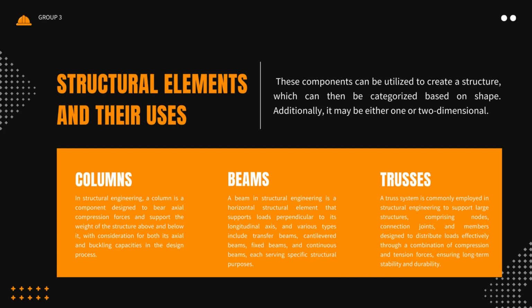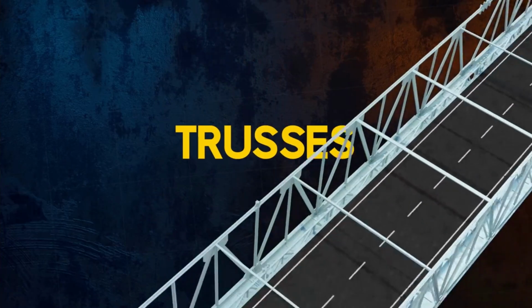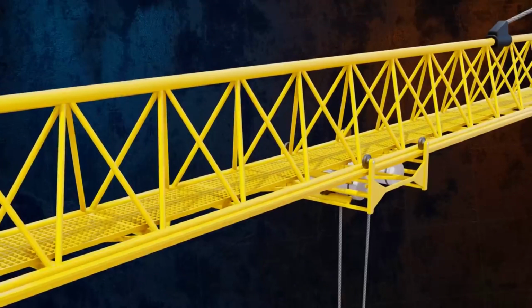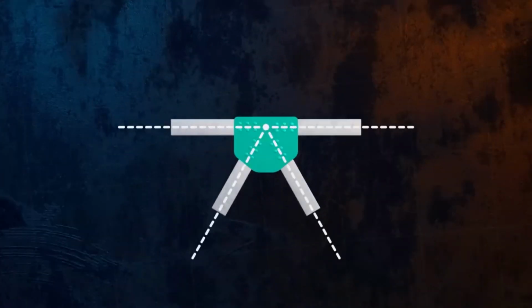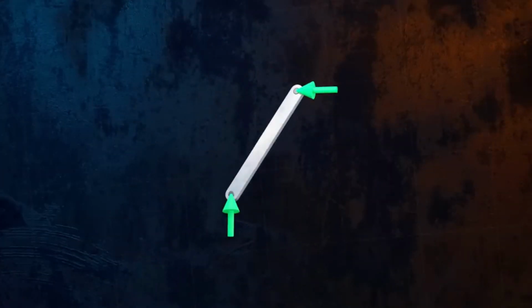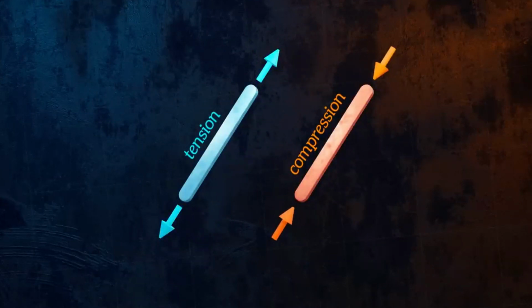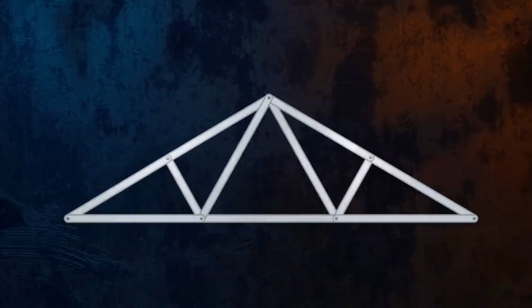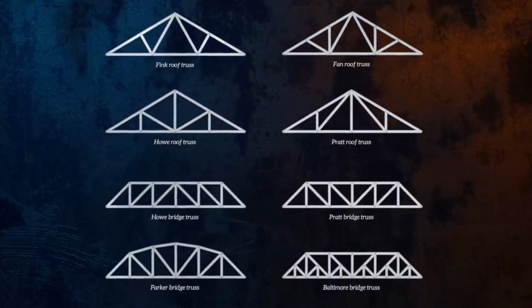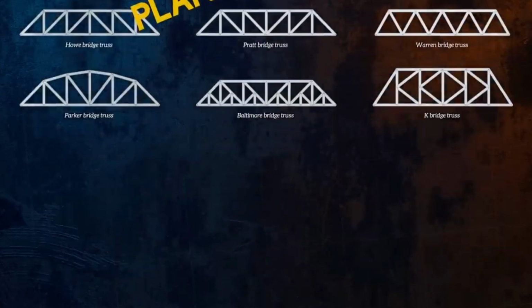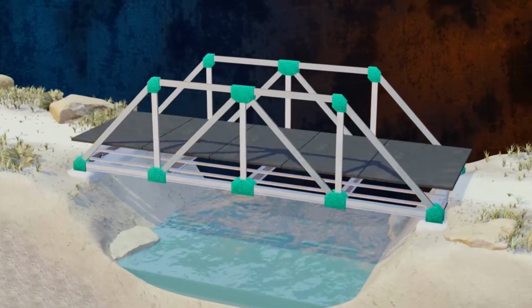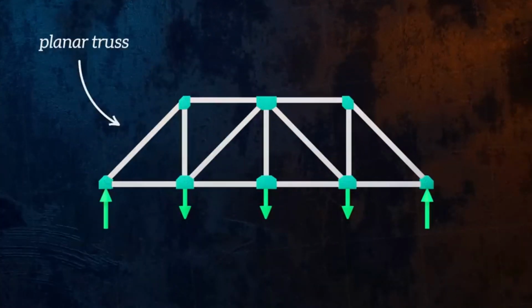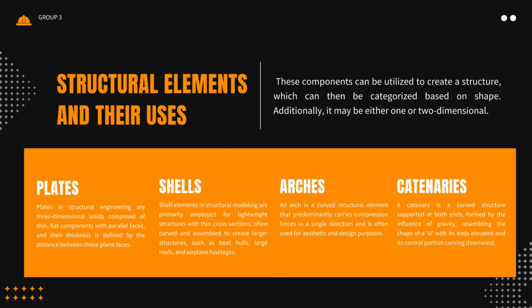The third element is trusses. It is a system frequently utilized to sustain structures over a large area. It is composed of nodes, connection joints, and members. While being joined together using joints, these members act in compression or tension. Each part of a truss is structurally constructed to be effective and systematized to maintain the structure's long-term stability and durability.